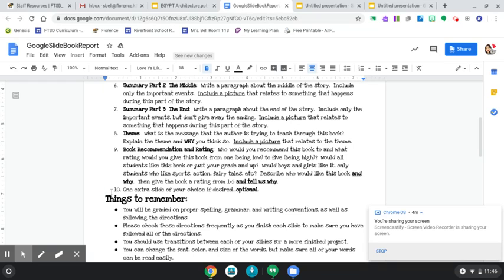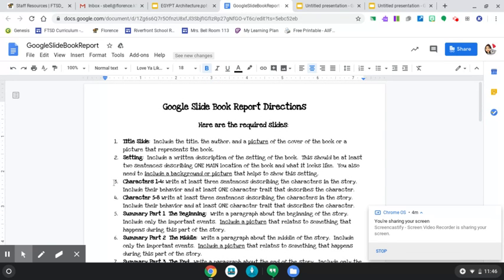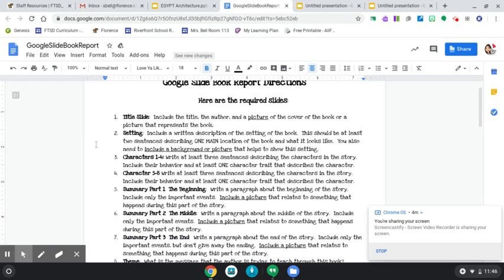And then slide 10 would just be an extra slide if you want. So for today, you are only working on slides 1 and 2. Again, for today, you are only working on slides 1 and 2. And I'm going to show you my example in a second.